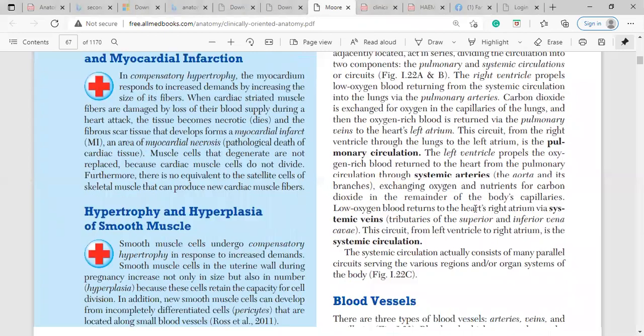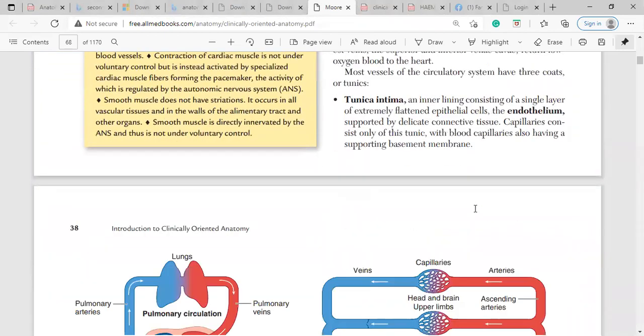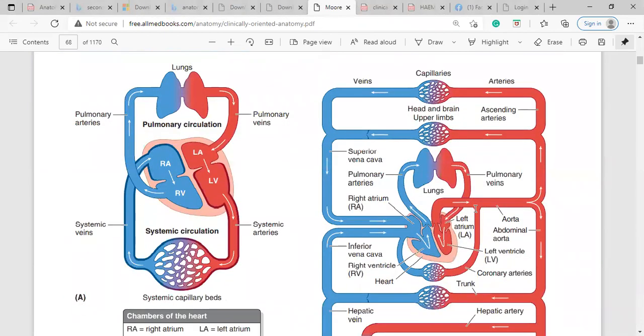So look at this diagram here. Good. Can you see this diagram? Yes, sir. Now, here you will see the pulmonary circulation or the pulmonary circuit.